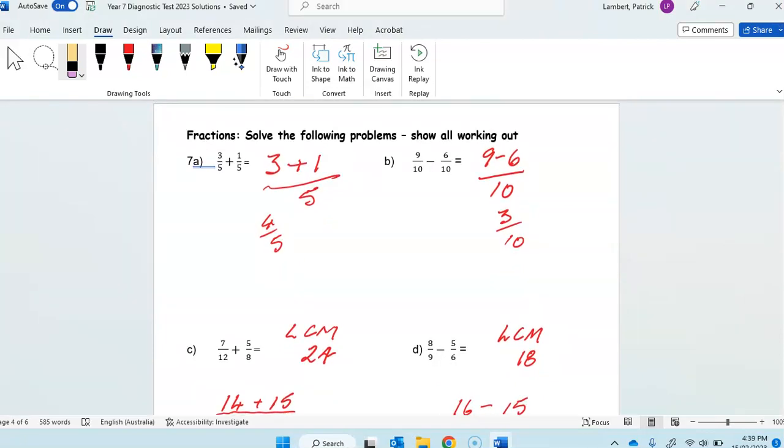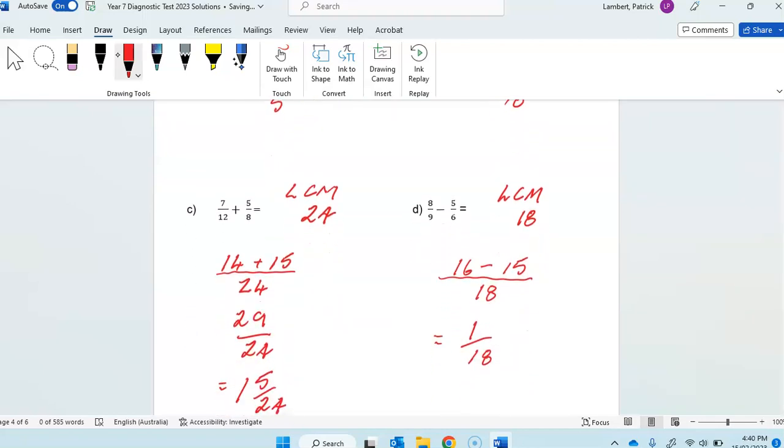So here, part of the question was to show all working out. Show all your working out. So here, the important thing is show all the working out. So what we wanted was 3 plus 1, just keep the base and add the numerator. Same one here, keep the base and add the numerator. So 9 minus 6, over 10, 3 over 10.